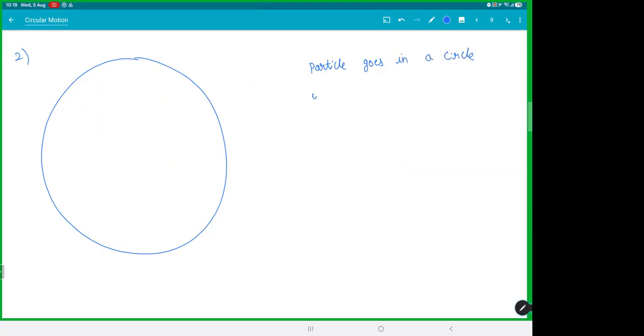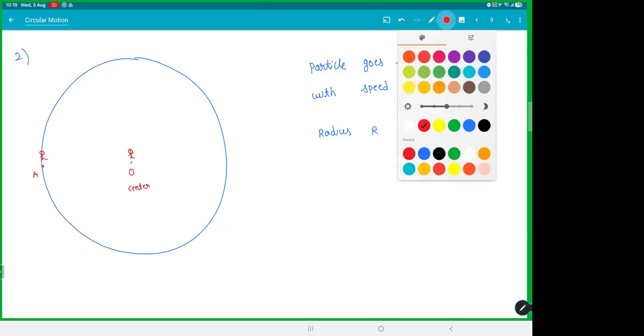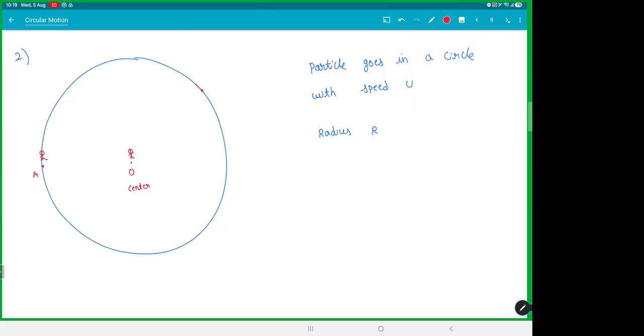A particle goes in a circle with speed u. The radius is r. So O is the center. We have one person standing here. A is a point on the circumference, and another person is standing here. So these two people are looking at it. The particle is somewhere here, which is going to.